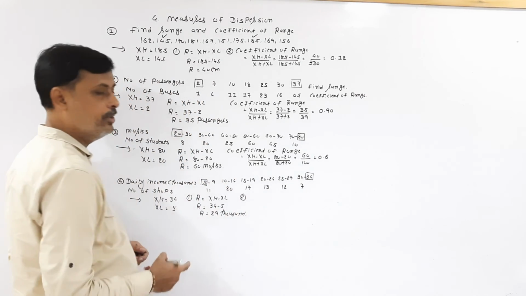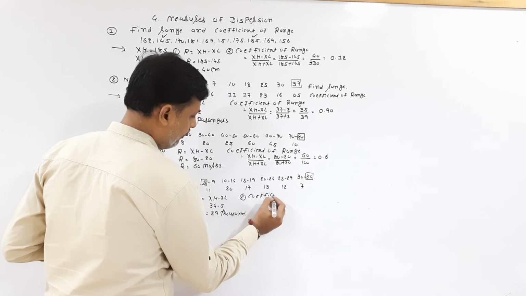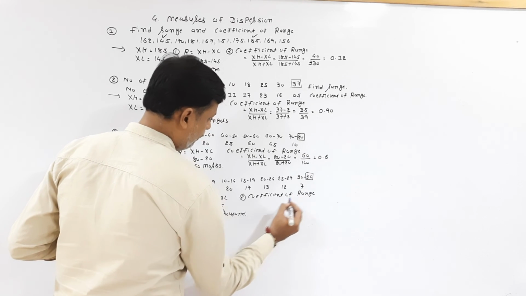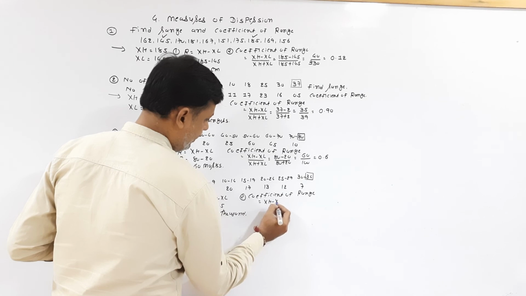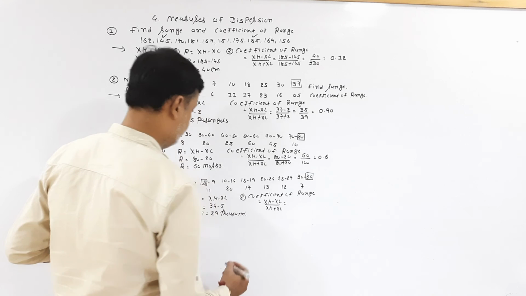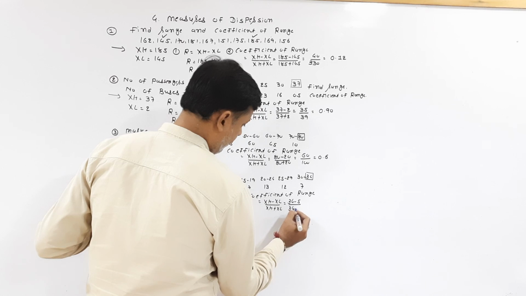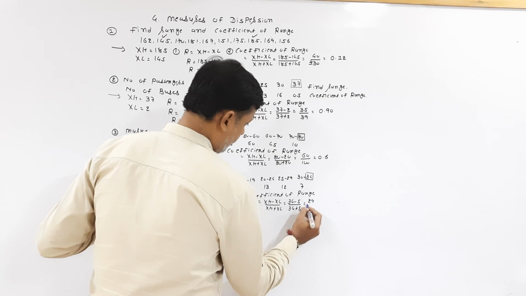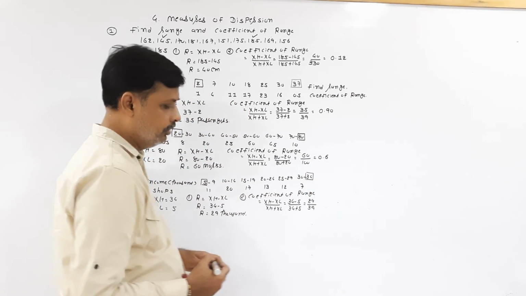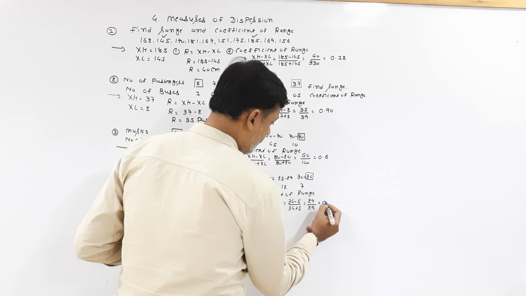Now relative measures means coefficient of range. Coefficient of range, that is XH minus XL upon XH plus XL. 34 minus 5 upon 34 plus 5. 29 upon 39, that is called 0.74.